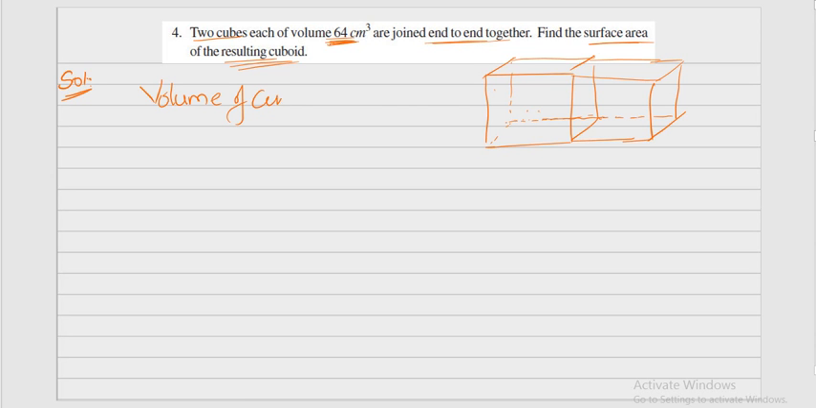So what is the formula for the volume of a cube? The volume of a cube is nothing but side cubed, so side cubed or edge cubed. Side cubed is equal to 64 centimeter cube. From this, what is the length of the side? Since 4 cubed is 64, we get side equal to 4 centimeters.